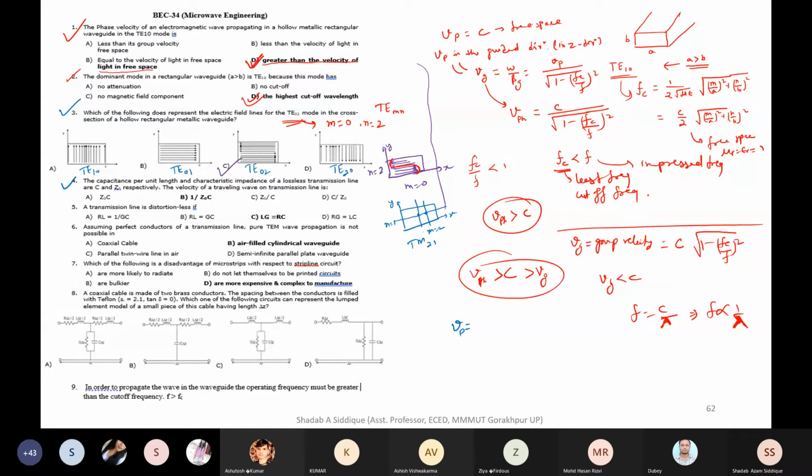Can anyone answer how this is 1 upon Z0 into C? Anyone? So what is this Z0 for the transmission line? Z0 for the transmission line, what is the value? The square root of R plus j omega L divided by G plus j omega C. That is the Z naught value.